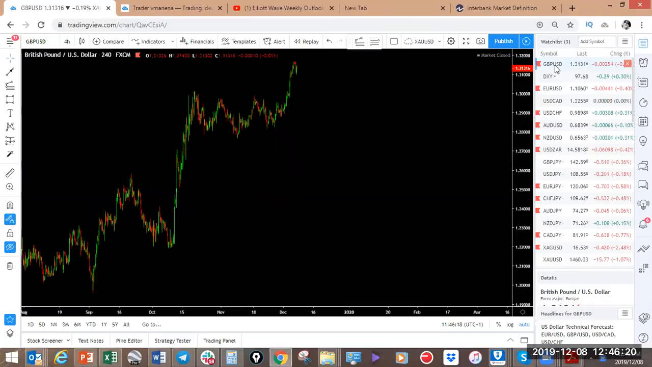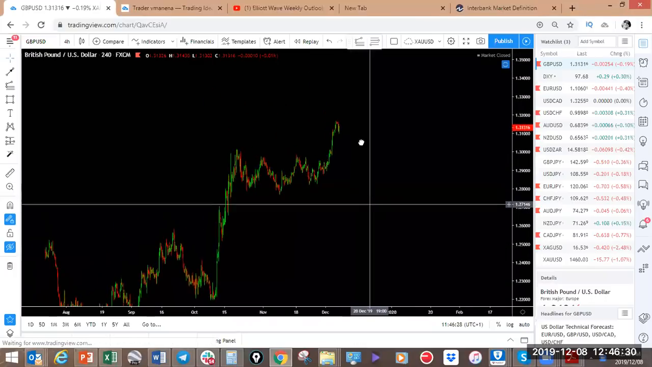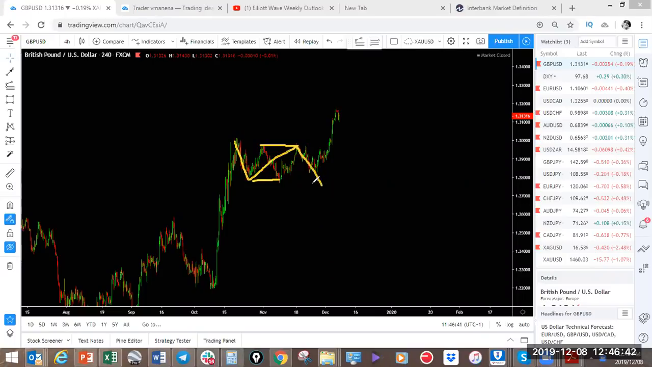Pound US dollar. We've already shown you this one in the lower degree structure. So on the lower degree structure now, this is what we expected pound to do, and also pound chief will do this as we do when we run through the pound pairs. I expected pound to have a complex corrective structure here. 1, 2.